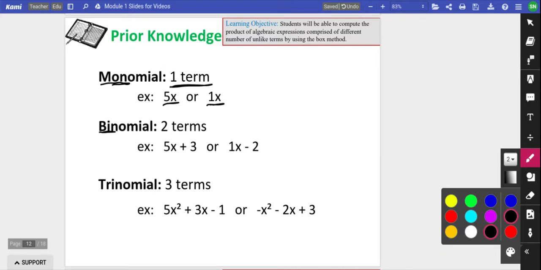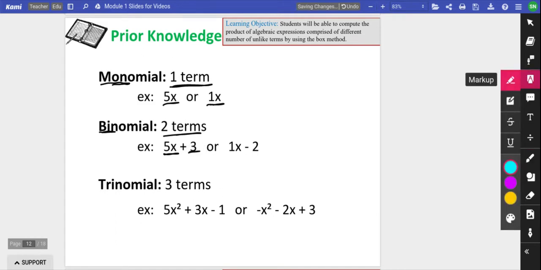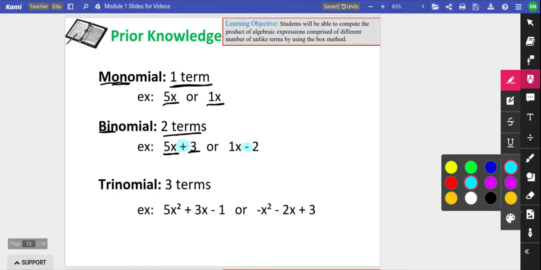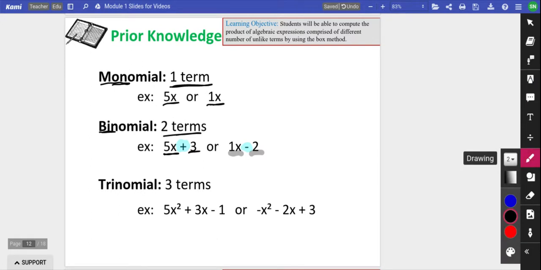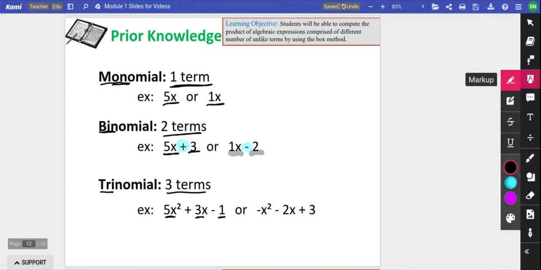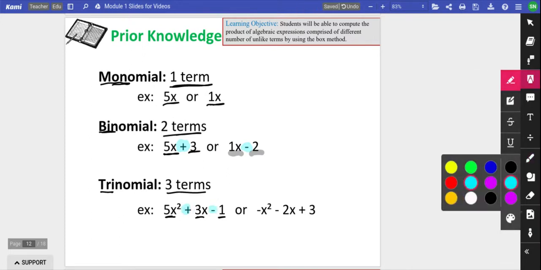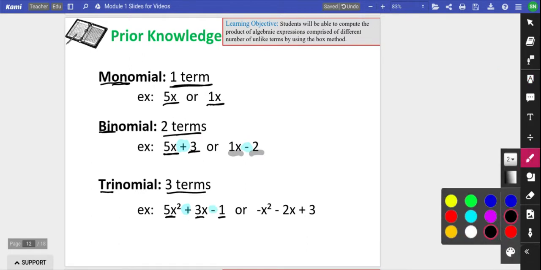Bi means 2, therefore we have two terms, and as you can see we have the 5x plus the 3. As soon as you see a plus sign or a minus sign, that means that there are, in this case, two terms. One is 1x and the other one is the -2. Tri means three terms. We have one term, another term, and then another term, so there's three. And if you look closely, we have 1, 2, addition or subtraction. So addition or subtraction divide an expression into terms.